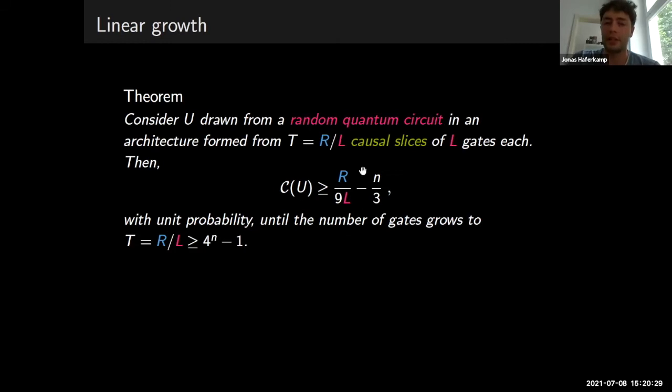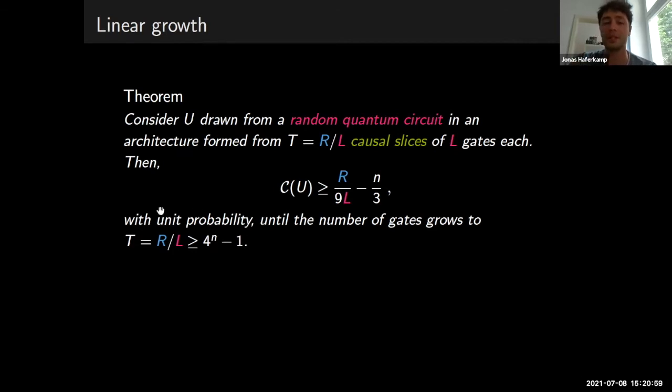And this is definitely linear in T, of course. And this actually seems to hold with probability 1, and until the number of slices actually meets this dimension threshold of the unitary group. So there's a couple of things that are remarkable, I think. And the first one is really that this holds with probability 1. So it happens almost always. The set of unitaries that have low complexity really form a measure zero subset.